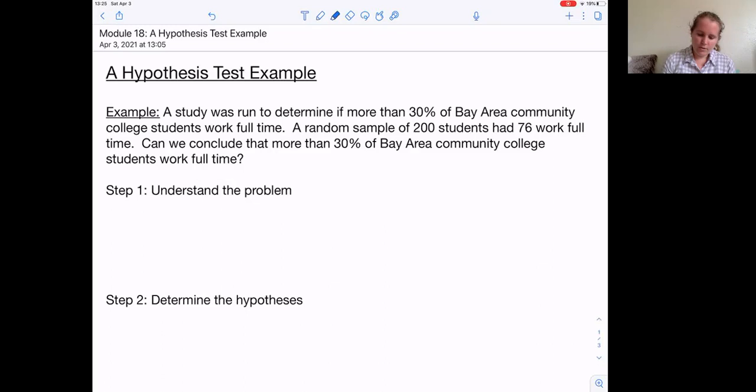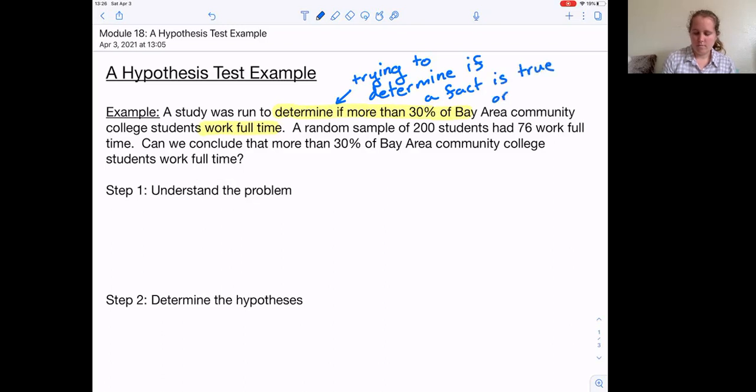So we were trying to determine if more than 30% work full-time. So we're not trying to estimate, we're trying to see if a fact is true or false. So that's sort of a key indication that we're doing a hypothesis test, not a confidence interval.